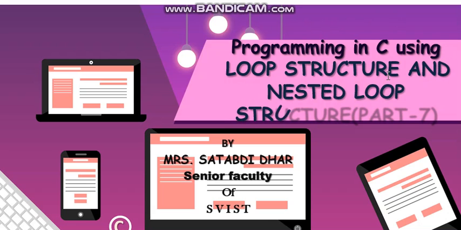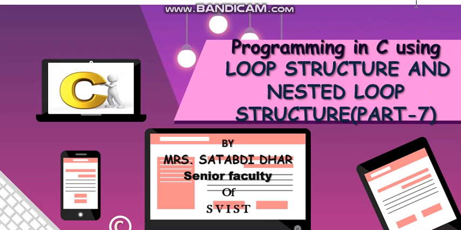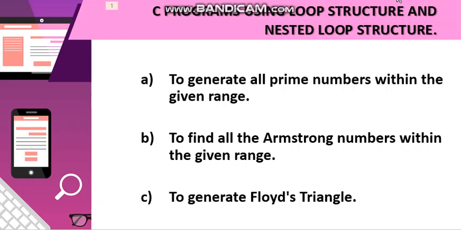With some programming in C using loop structure and nested loop structure. In this video we are going to discuss three programs. The first program is to generate all prime numbers within the given range. The second program is to find all the Armstrong numbers within the given range. And the third program is to generate Floyd's triangle.